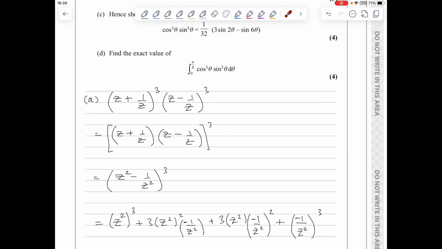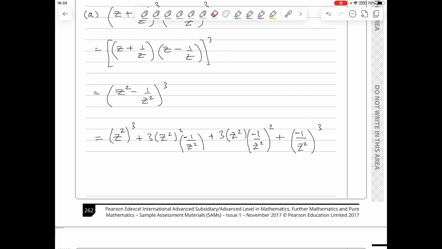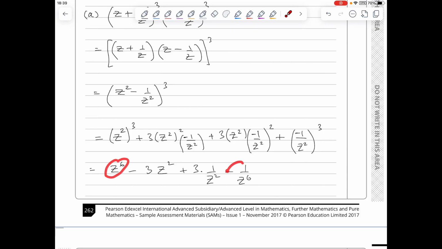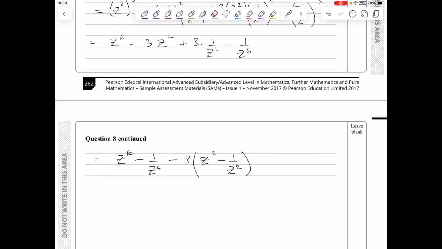Note that the coefficients when the power is 3 are just 1, 3, 3, and 1. If I simplify this, I get the following. So now I just have to rearrange. The question requires the power of 6 and the 1 over z to the 6 together, and then everything together with a minus k as common factor. So if I do that, I will get the following. So k is 3.